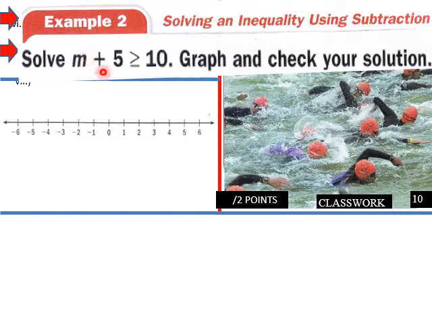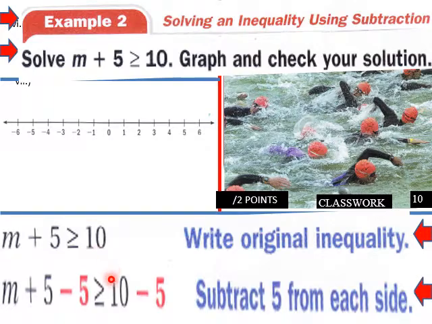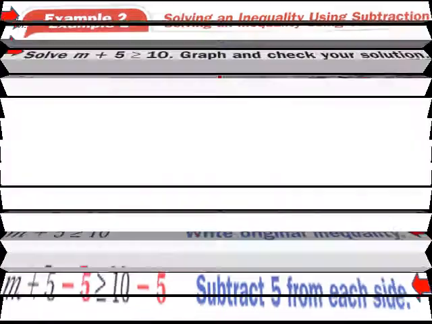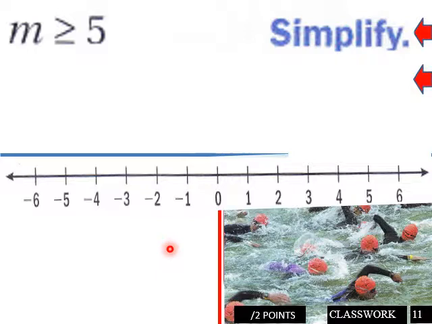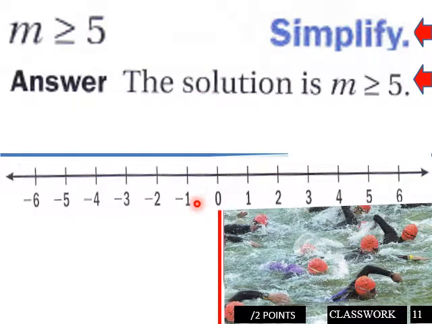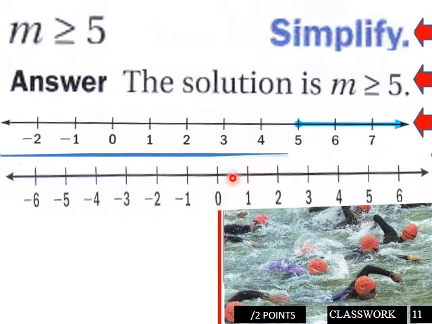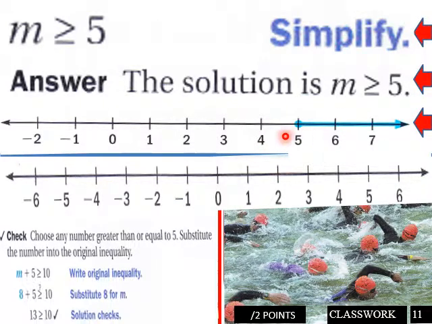Example 2, solve n plus 5 greater than or equal to 10, graph and check your solution. So we're going to solve this inequality by subtracting 5 from both sides. And we get n is greater than or equal to 5. So how would you graph that? The graph would be right here. We go to the right of 5. It's a perfect inequality with an equal sign, so you fill in your dot as a solid circle, and that would be your solution as it is graphed.